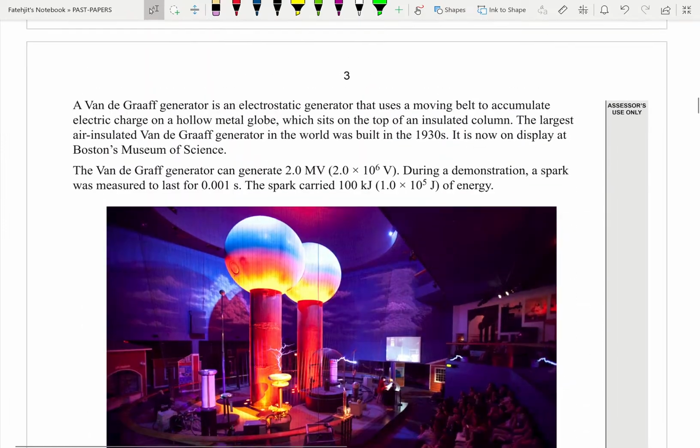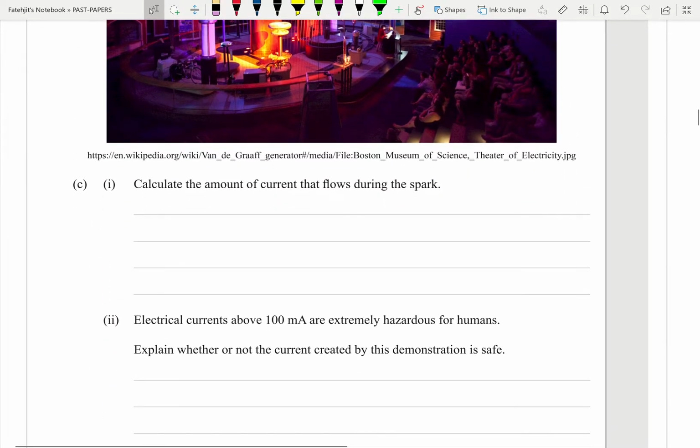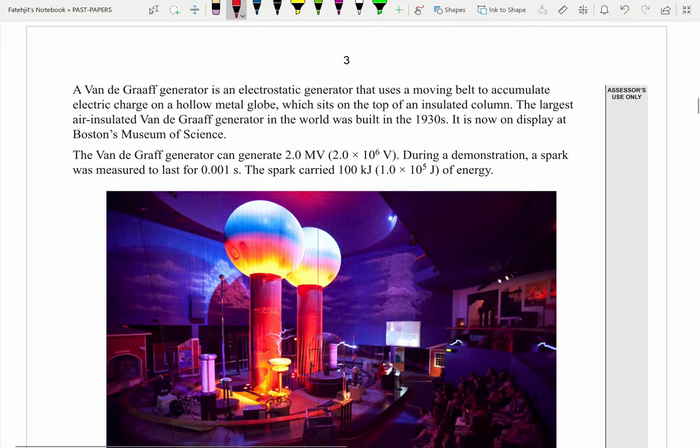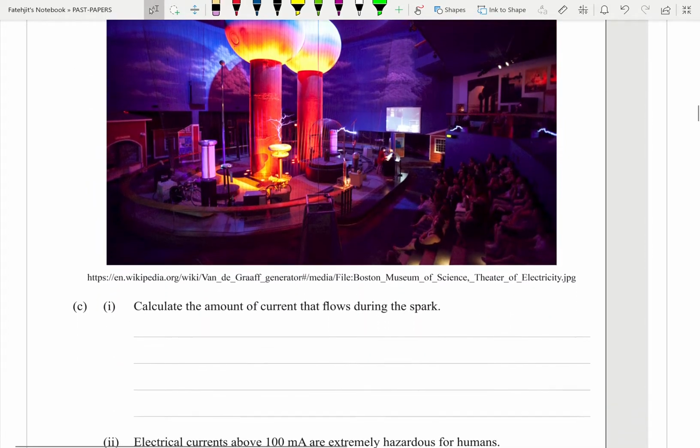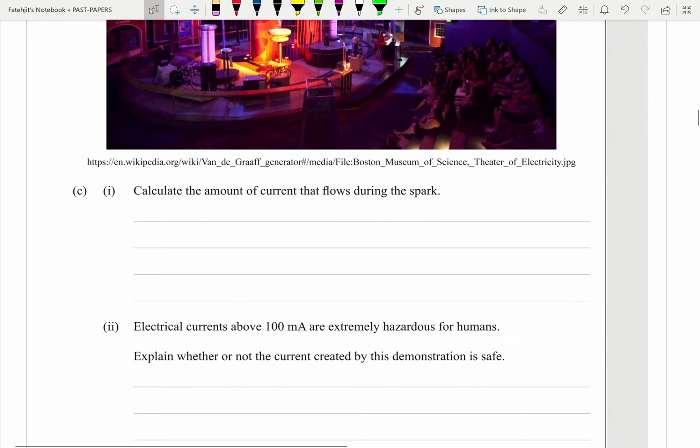On to question 1c. They give you that the generator can generate 2 megavolts, which is 2 times 10 to the power of 6. Remember, we always use this because this is an SI unit. The spark lasts for 0.01 seconds. This is the time, and it says 100 kilojoules of energy. So this is the energy. The question tells us to find the amount of current.